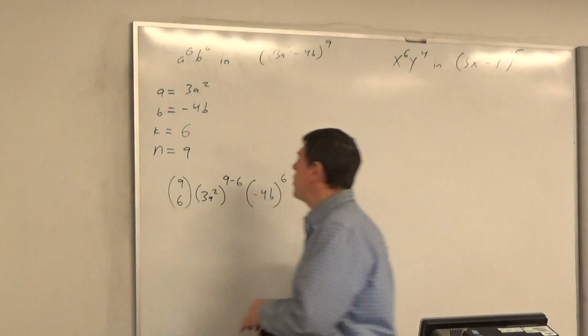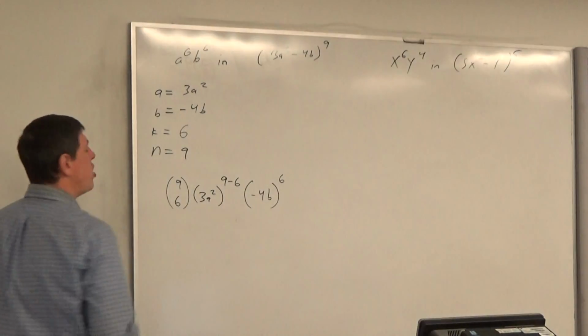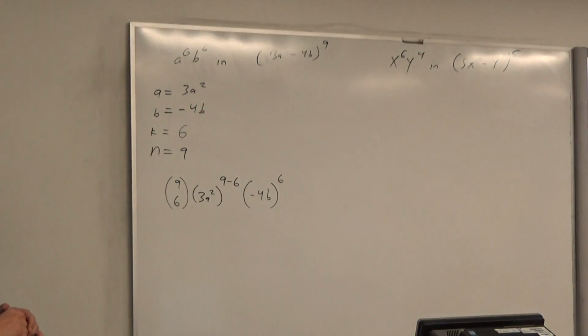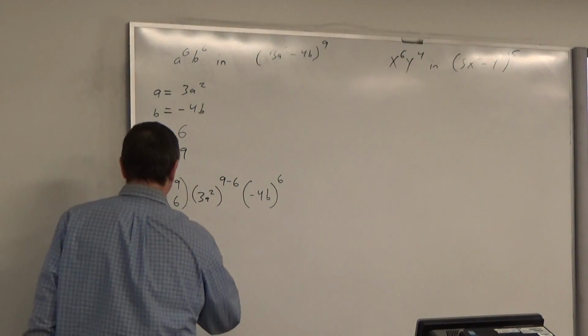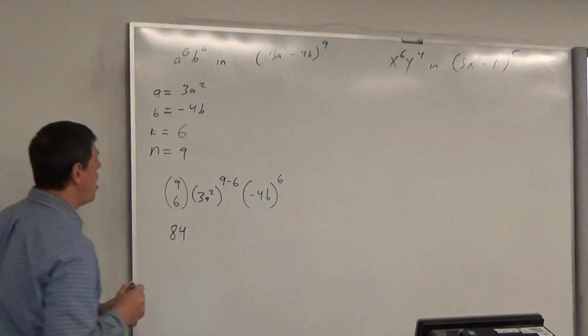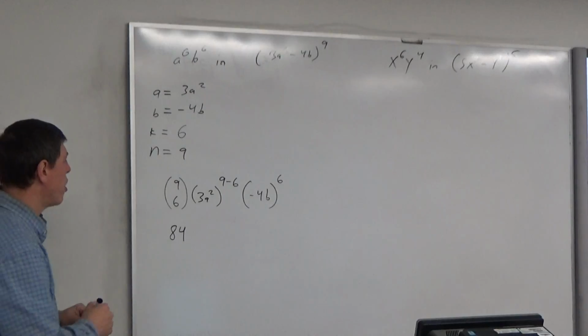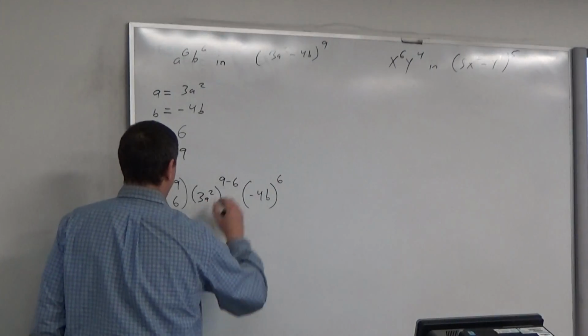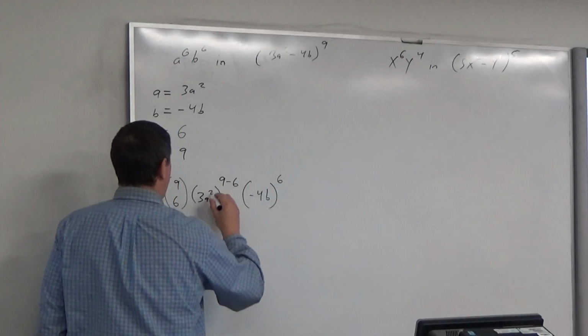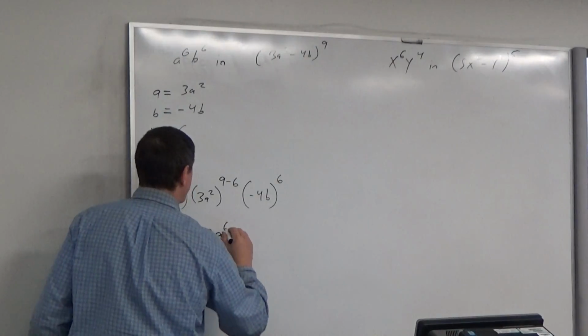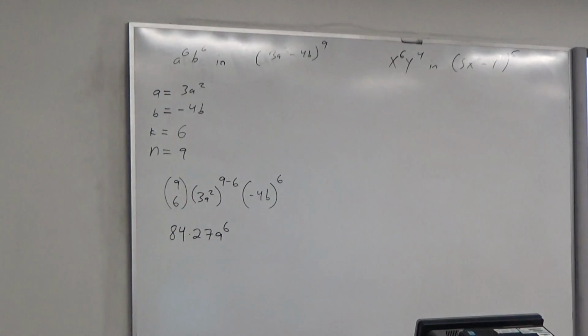Did anyone figure out what 9 combination 6 is by chance? 84. Thank you, guys. All right, so that's 84. And then this just becomes 3a squared to the third. So this is going to become 3 to the third, which is 27, and a squared to the third, which is a to the sixth. And that's good news because we need an a to the sixth factor.